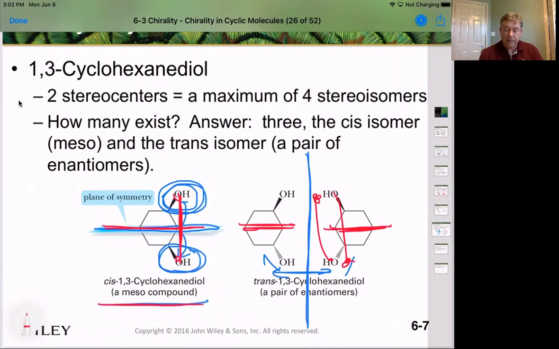Therefore, this is a meso compound, and this is a pair of enantiomers. So the total number of isomers possible is 3. The cis isomer, which is meso and non-chiral, and the trans isomers, which will give us a pair of enantiomers.